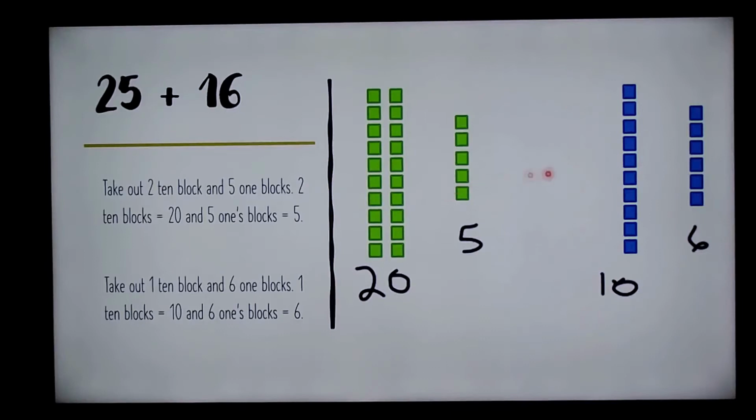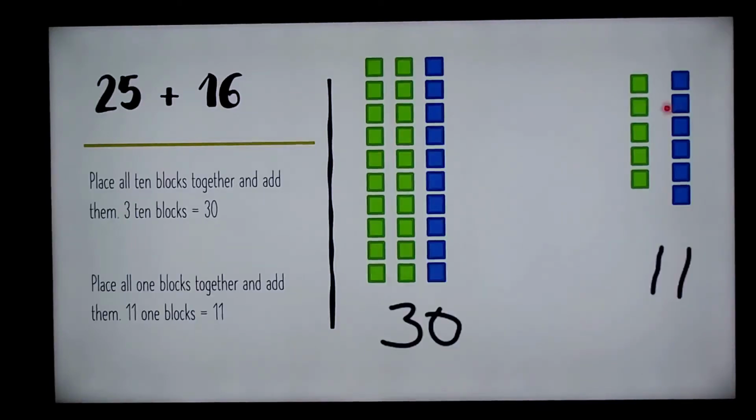Now we do the same for the 16. Take the tens out of the 16 and get one tens block, and we have 6 ones blocks. So next thing you want to do is group all of the tens blocks together. So remember, we had 2 tens blocks from the 25 and 1 tens block from the 16. So we add those together and we get 30.